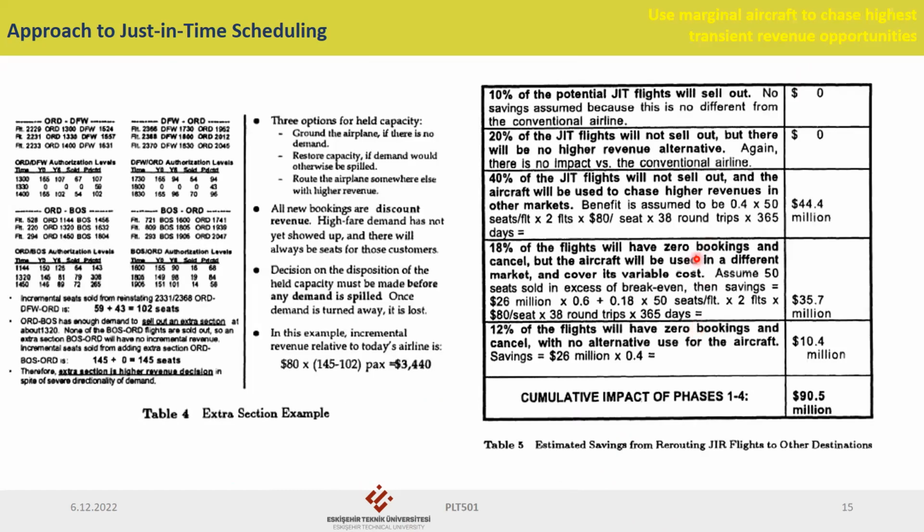Okay, the other one, using marginal aircraft to chase highest transient revenue opportunities. Okay, phase 4. This introduced 3 options. Cancellation of the just-in-time opens up a window of aircraft time that can be used for another one, where demand is directional, or it may still be economic. Table 4 shows an example that illustrates many of these points.